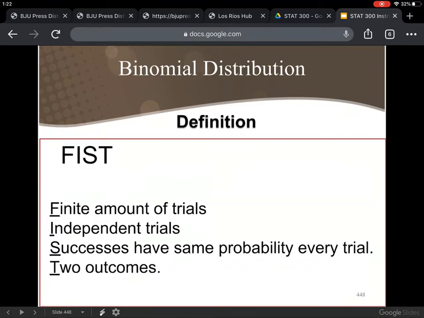And so I have a way for you guys to remember it. I don't know if this helps or not. FIST, F-I-S-T: finite amount of trials, independent trials, successes have the same probability every trial, and 2 outcomes. I hope this is relatively easy for you to remember. I will ask this one way or another on the test about the definition or the characteristics of a binomial distribution, and the acronym here is FIST, F-I-S-T: finite amount of trials, independent trials, successes have the same probability every trial, and then 2 outcomes.